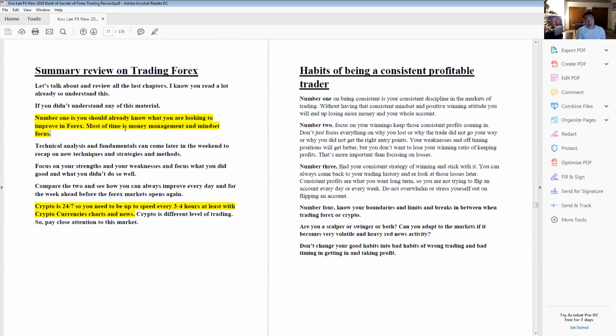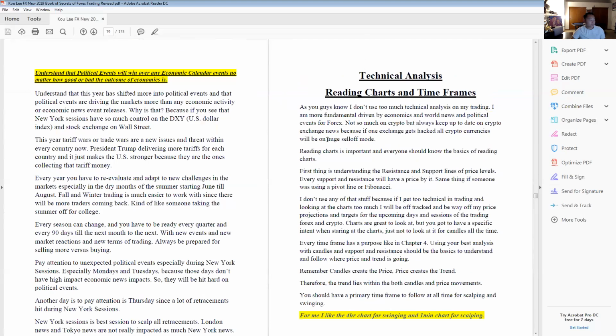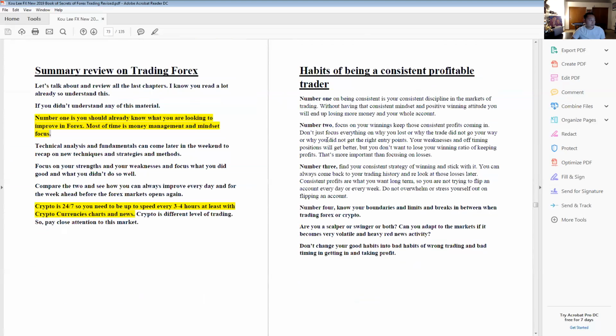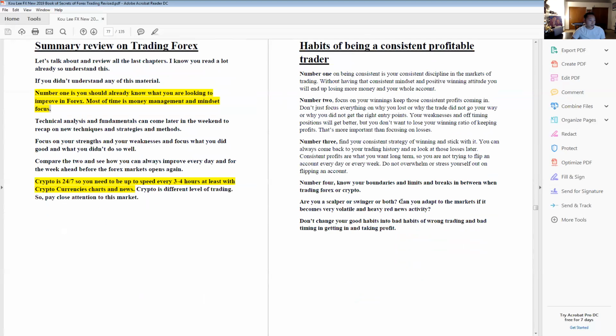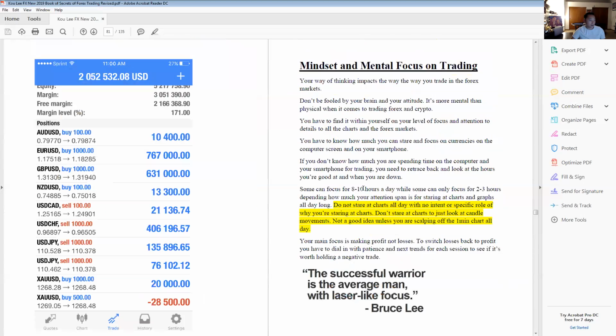I would say the most important chapter is habits of being a consistent, profitable trader. This is a pretty important chapter right here. Tips versus profits. Yeah, that's something you want to read on. Mindset and mental focus. That's another good chapter.